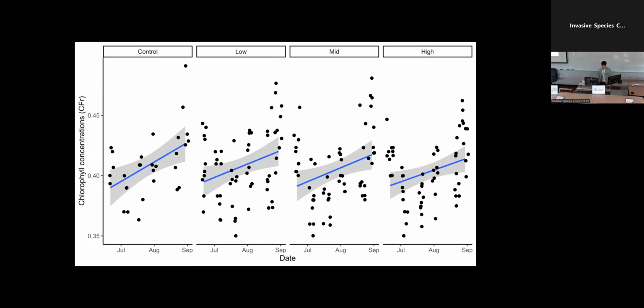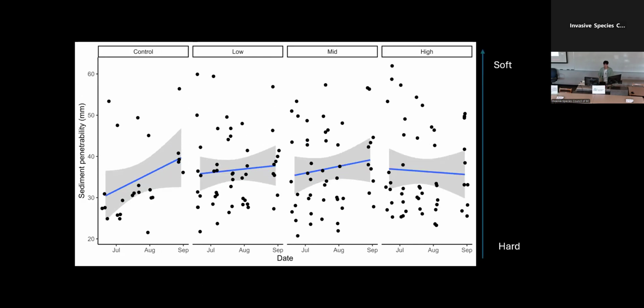And we see a similar trend when we look at sediment penetrability, or how soft or hard the sediment is. On our y-axis, we have our measurement of sediment penetrability. Higher values indicate softer sediment, lower values indicate harder sediment. And again, in our control, sediment is getting softer, but when we add snails to it, that doesn't really change it.